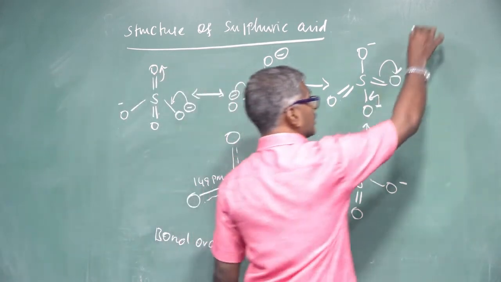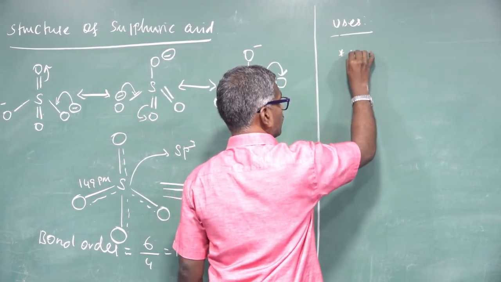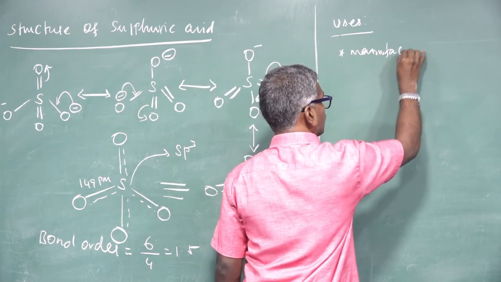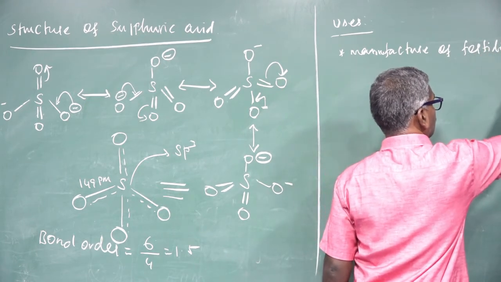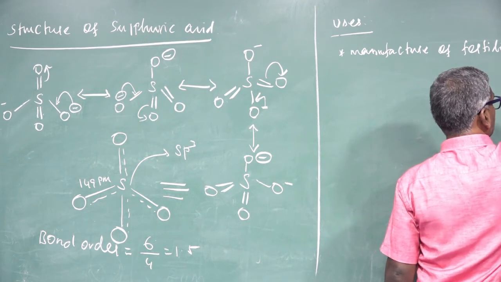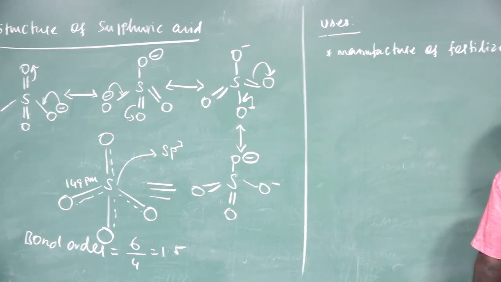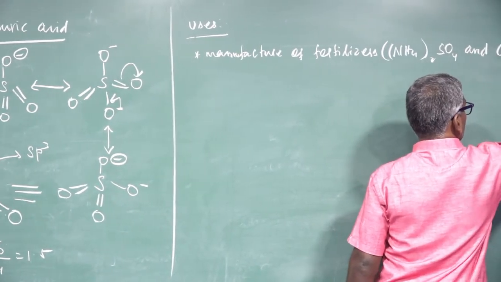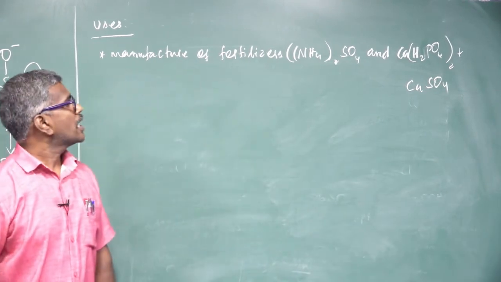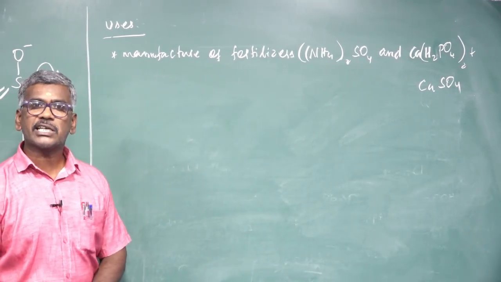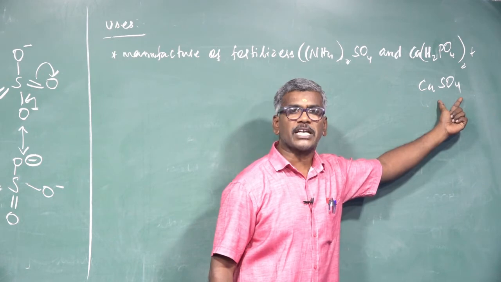Another one, uses. Sulfuric acid is used to manufacture fertilizers. This one is called ammonium sulfate, and this one is called superphosphate of lime.